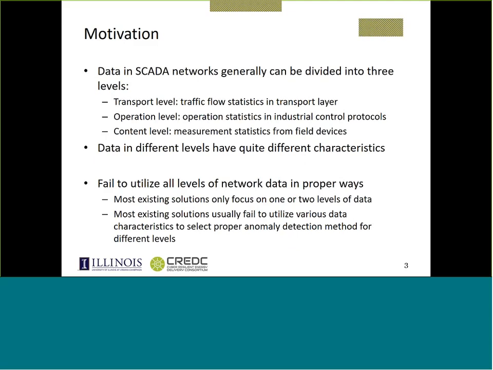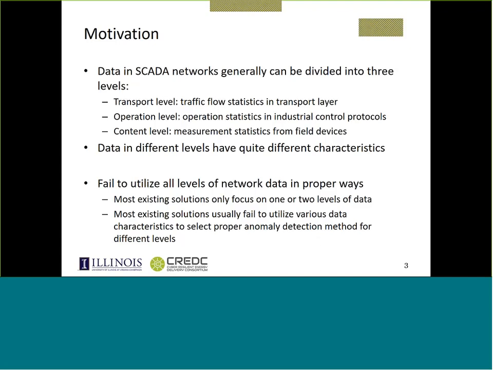So for the first problem, data in the SCADA networks generally can be divided into three levels: the transport level, the operation level, and the content level. So the transport level data refers to traffic flow statistics, which you can find in the transport layer headers in the packet. And operation level data usually refers to operation statistics in industrial control protocols, such as what operations the industrial control protocols are carrying. And the content level data refers to measurement statistics from the field devices, such as what measurements you get from those field devices.